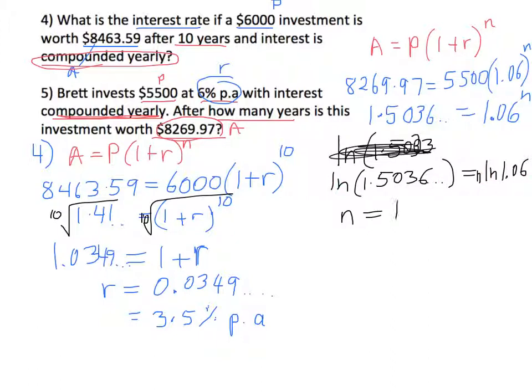So log of 1.5036 divided by log of 1.06. And this number that we've got in the numerator here should be the last thing you have on your calculator screen. So you can go fraction button, log of answer, divided by log of 1.06. Close the fraction and press equals, and your N is 7.000 something. So N equals 7. The answer is 7 years.